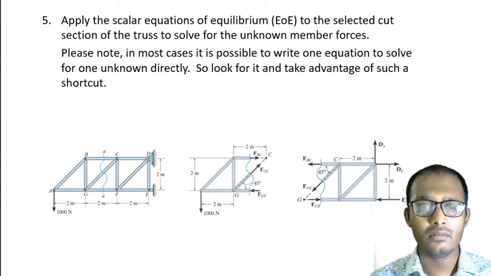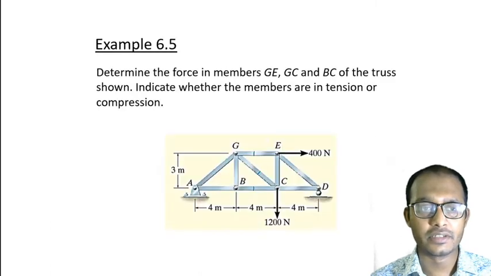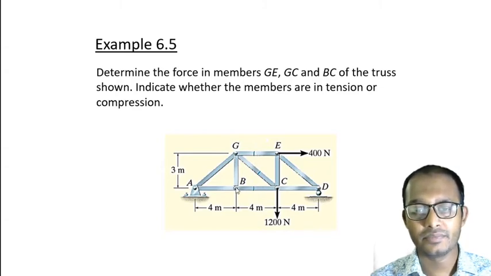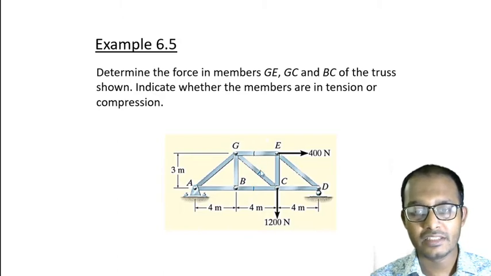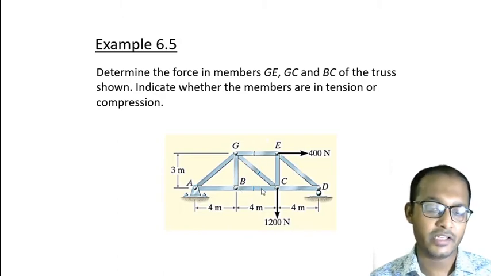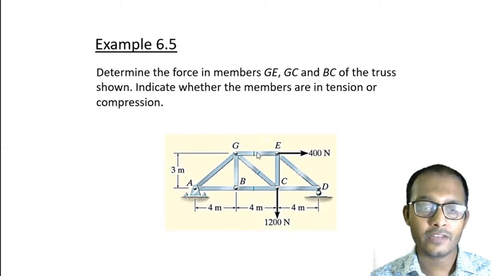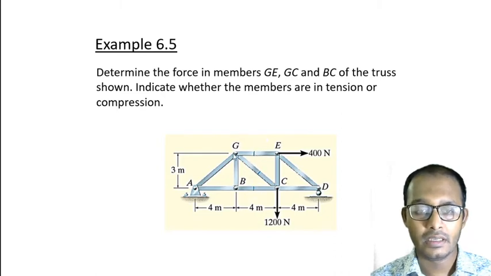Now let us solve some problems to make our concept clear. Let's start with the easy one. Example number 5. Determine the force in members GE, GC and BC, right? It asks you to determine the force in these three members, GE, GC and BC. So at first, in the question, make a mark: GE, GC, then BC.